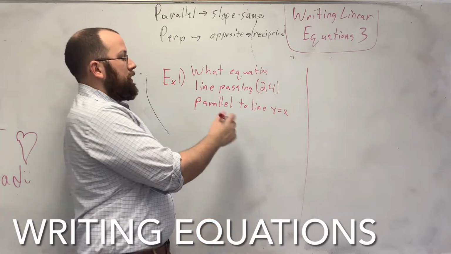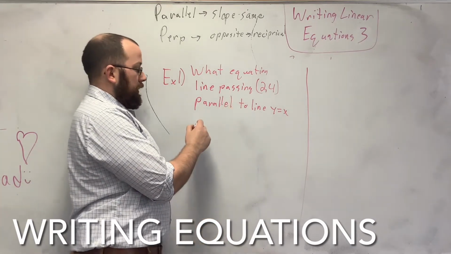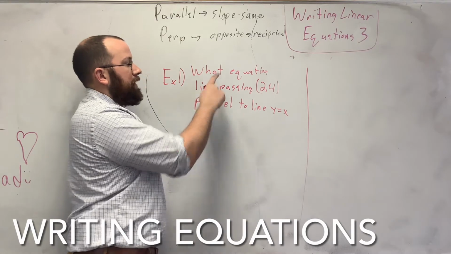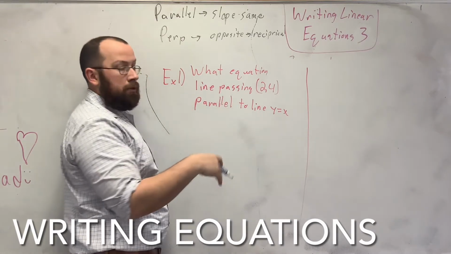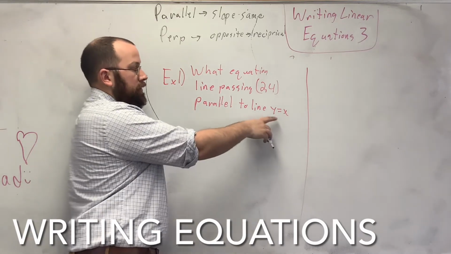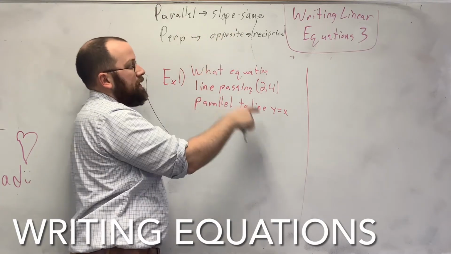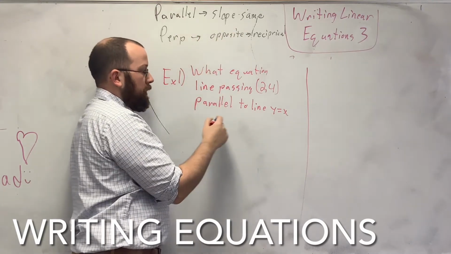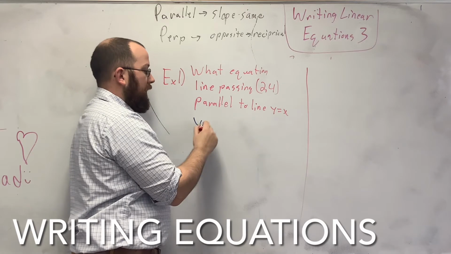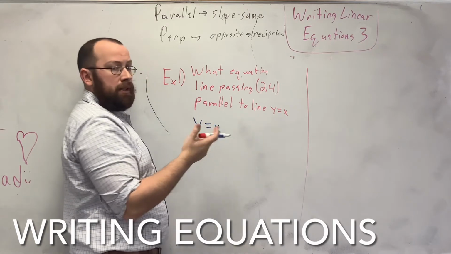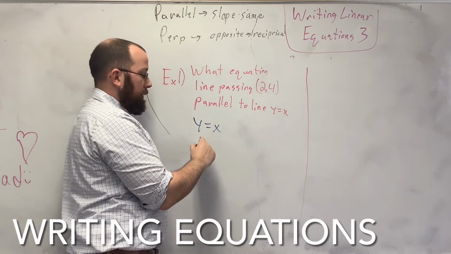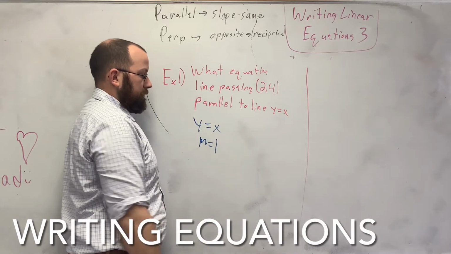So first I need to have my slope. So I have to write a whole equation. So we're going to do what we did before with parallel. So parallel, slope is the same. So if I have y equals x, what is my slope? It's the number in front of the x. So my slope here is 1.